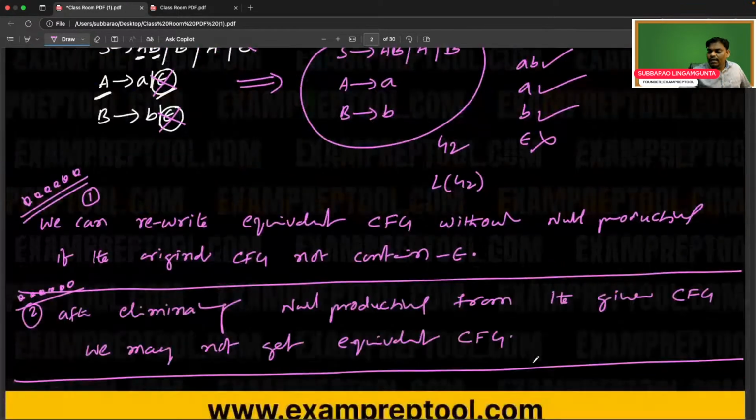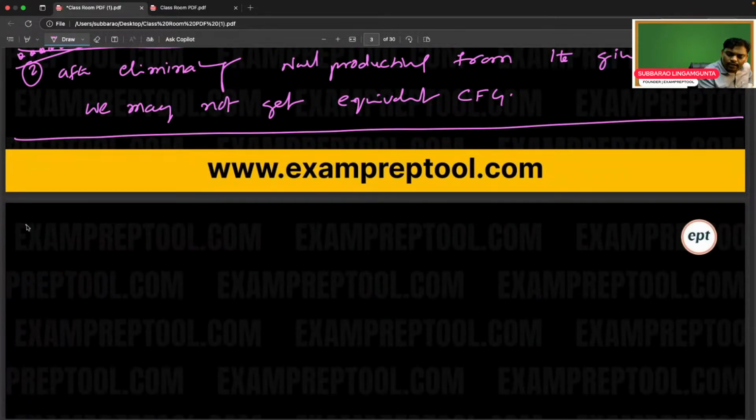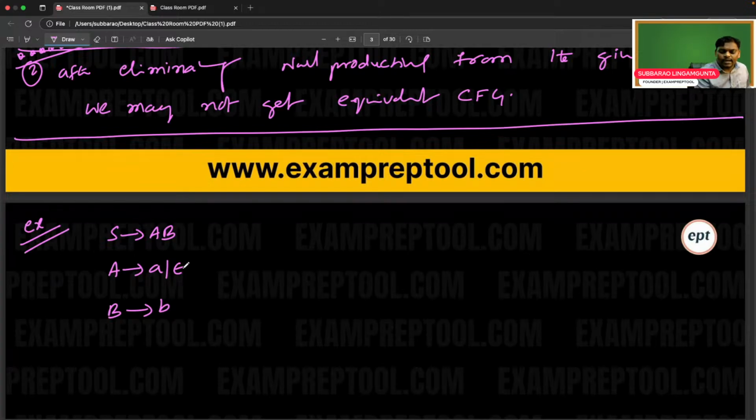To get more clarity, I will give one more example, then only you will get it. See this example. This problem will give more clarity. Whatever I am saying till now, you may not get now, but this problem will give clarity. S goes to AB, A goes to A or epsilon, B goes to B or C.